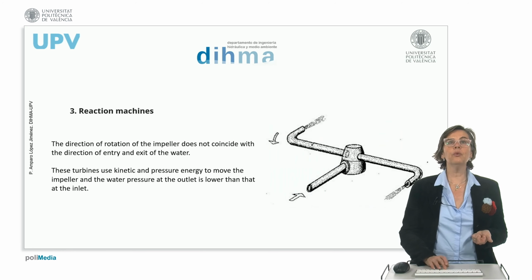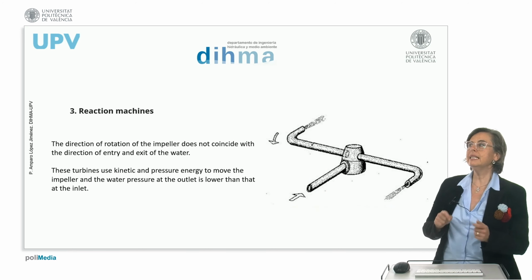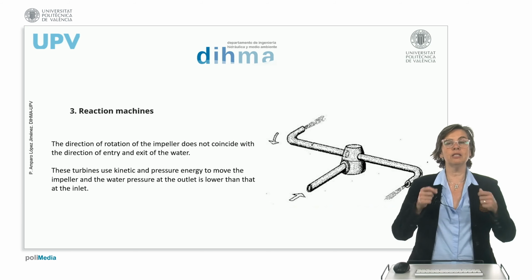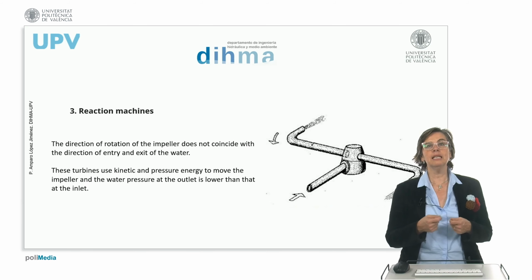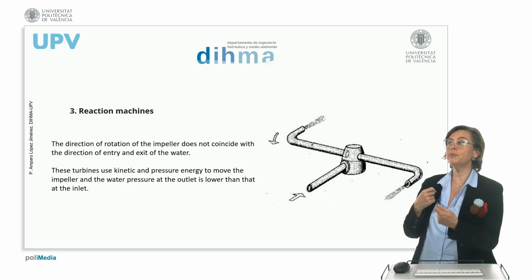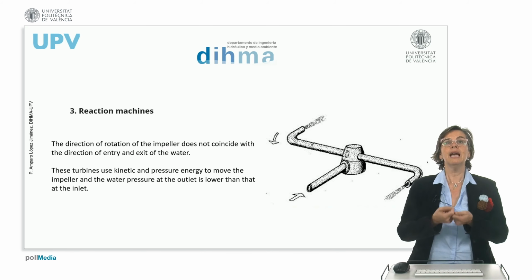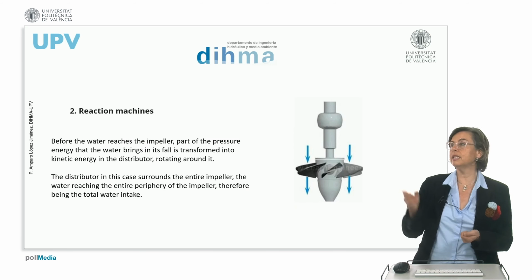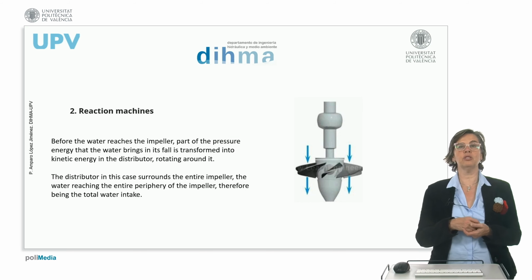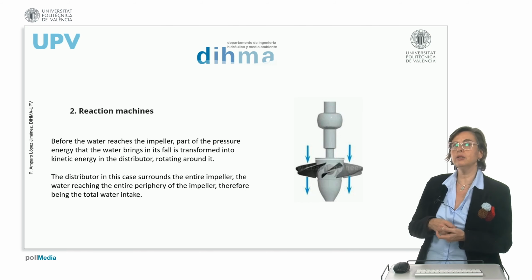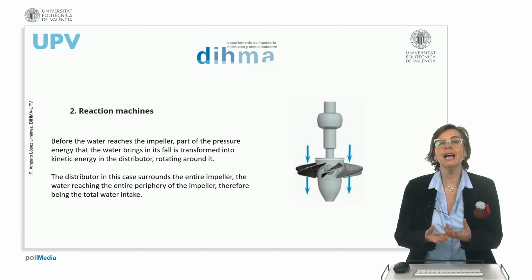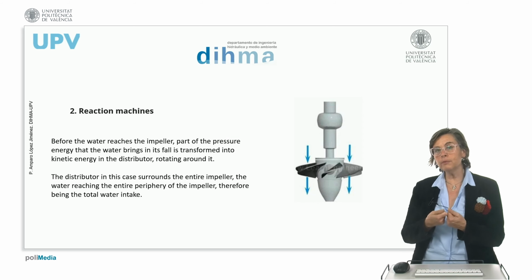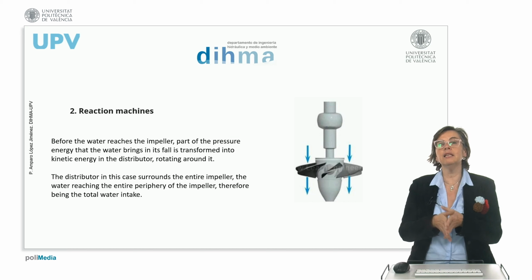Apart from this, we have the reaction machines. In this case, the direction of rotation of the impeller does not coincide with the direction of entry and exit of the water. These turbines use kinetic and pressure energy to move the impeller, and the pressure at the outlet is different from that at the inlet. For example, in this case, the machine moves as a consequence of the movement of water being transformed into pressure inside the machine.